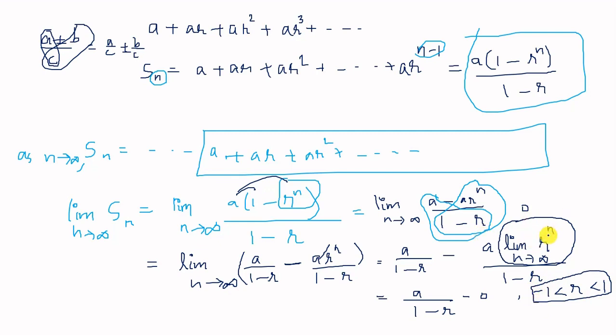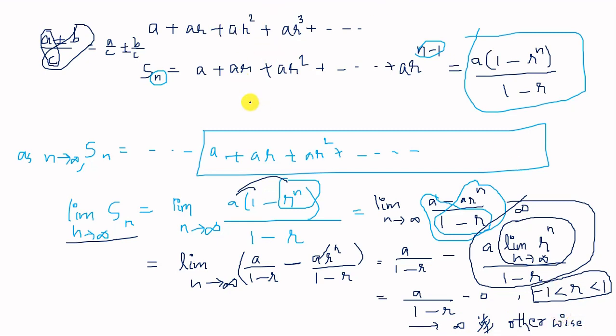If r is greater than 1, then we have seen that limit n tends to infinity r raised to n equals infinity. So if this is infinity, the entire term will become infinity. That means this series diverges. So this tends to infinity if r is outside this range. That means, I will write otherwise. The meaning is that you have seen the number line here.